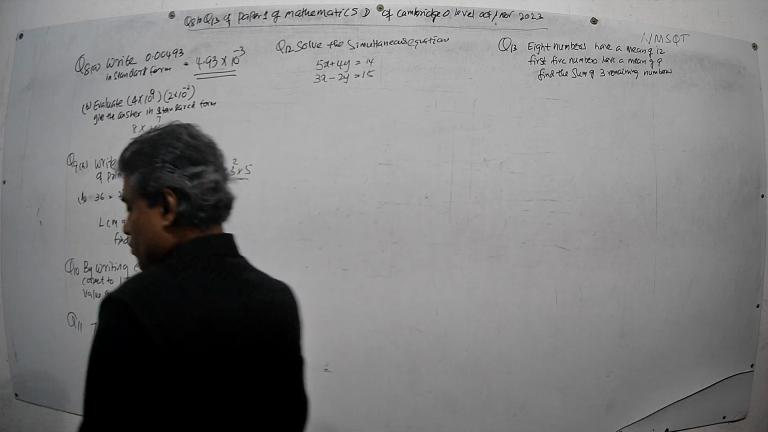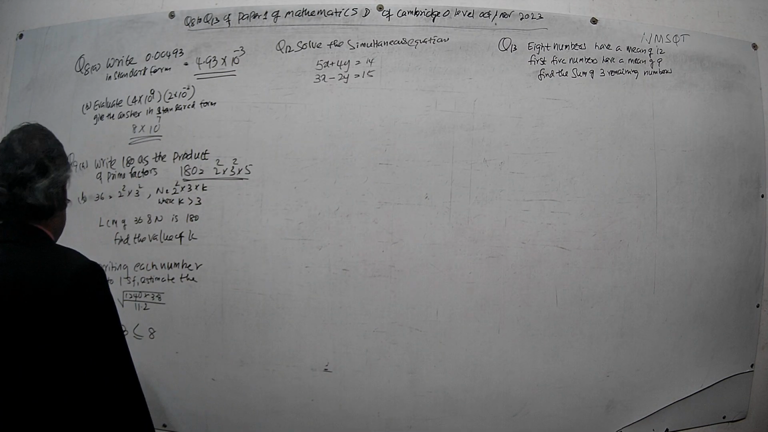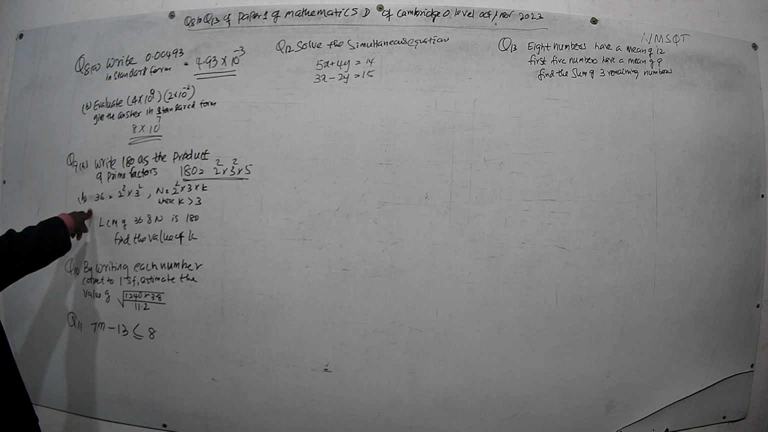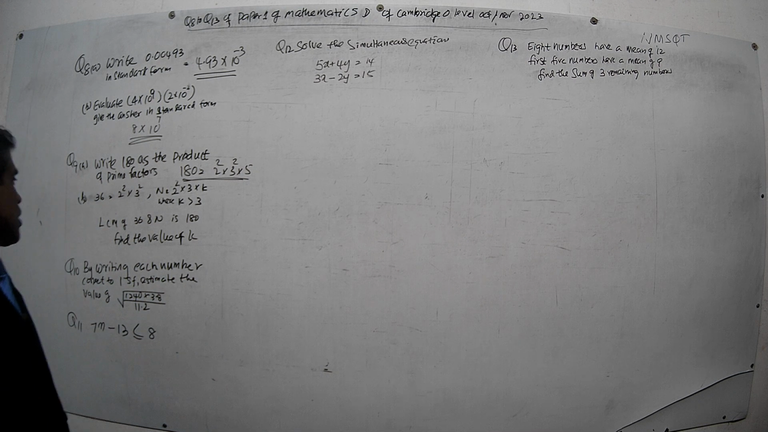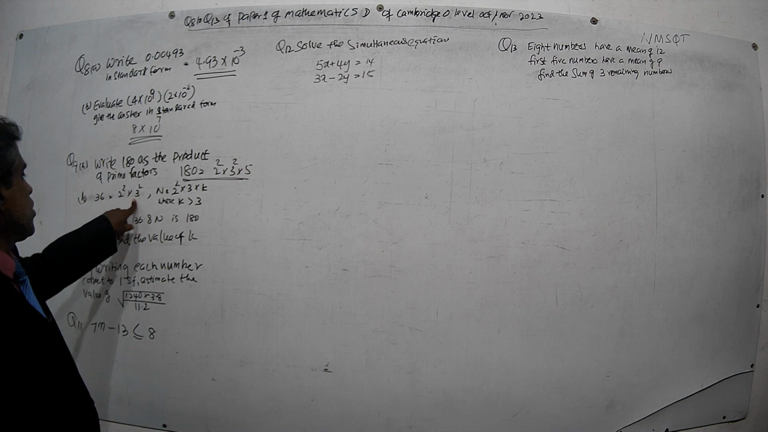Part B. Now part B. This is question 9 part B; part A was done a while ago. Question 9 part B says there are two numbers, 36 and n. 36 equals 2 to the power 2 into 3 to the power 2, that is correct.